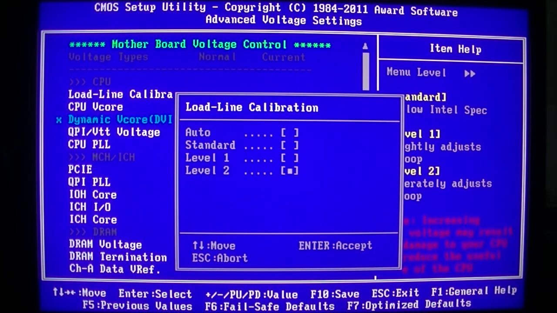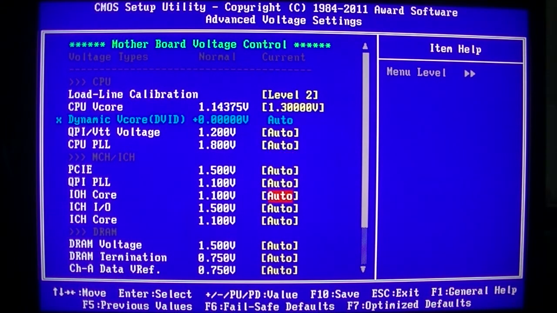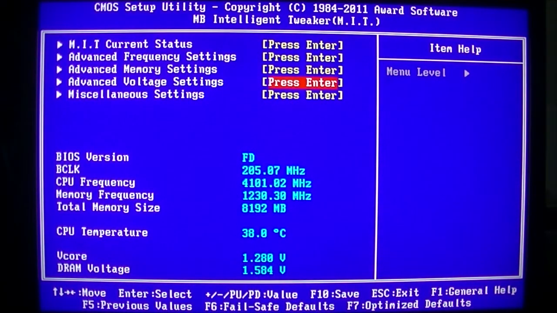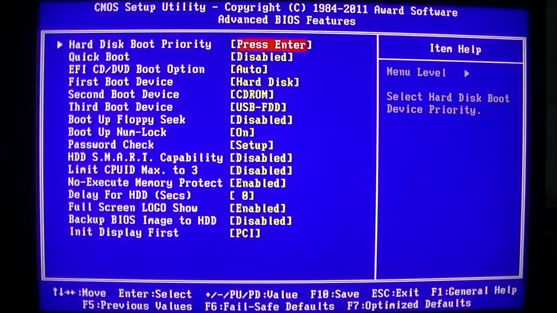Into voltage: maximum LLC, load line calibration, and the CPU vCore straight to 1.3, and the DRAM voltage to 1.6. And that pretty much wraps us up. We'll just go through and tidy up.